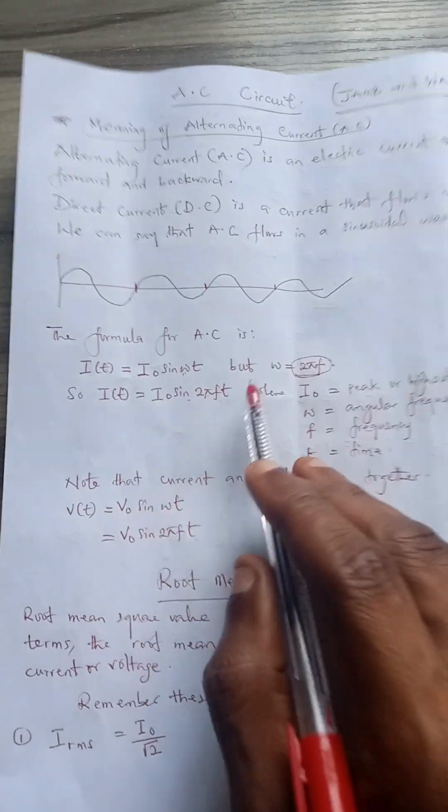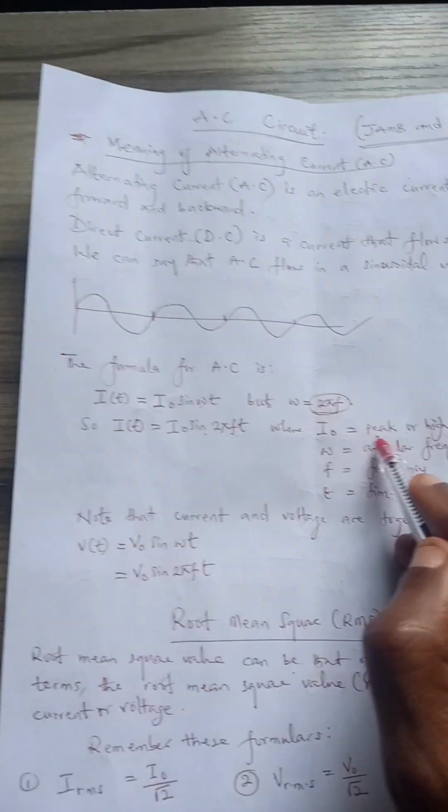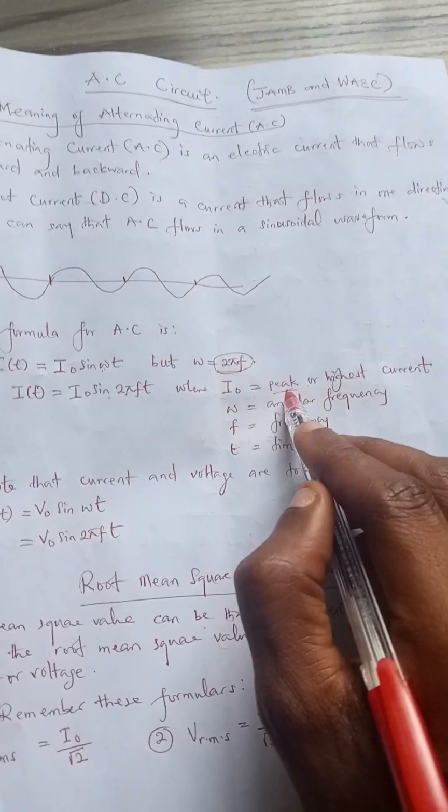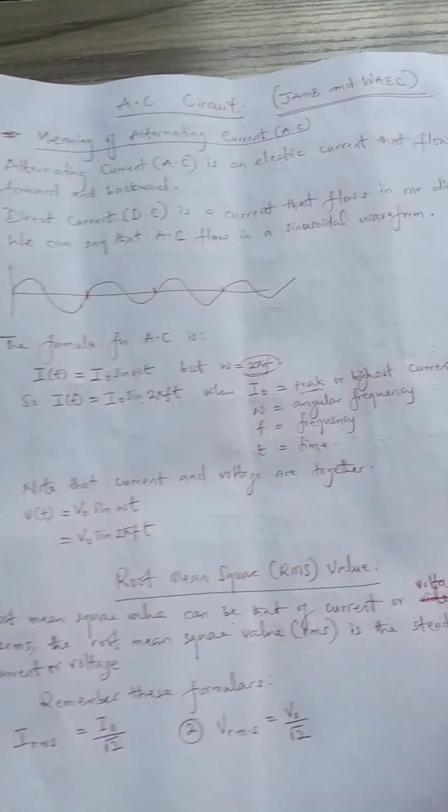Now it is important that you know the meaning of each of the symbols. What does I0 stand for? I0 is called the peak or the highest current. The word peak in English means the highest. So I0 means the highest current.